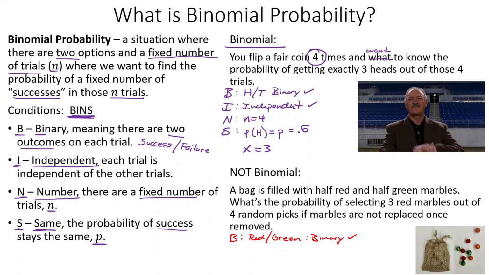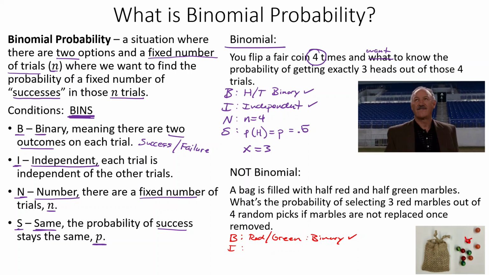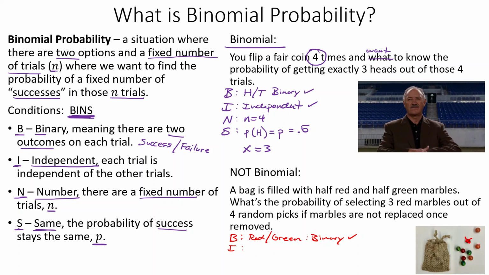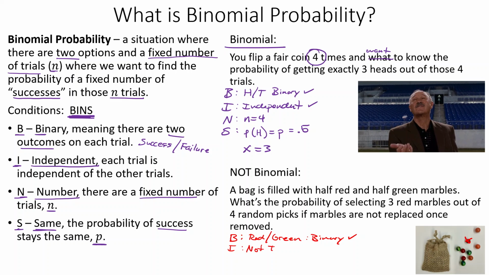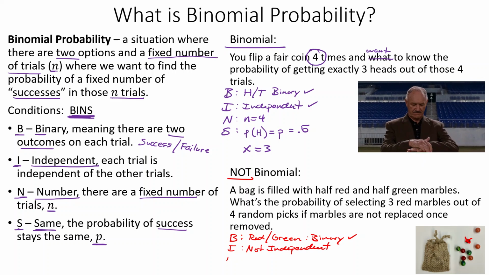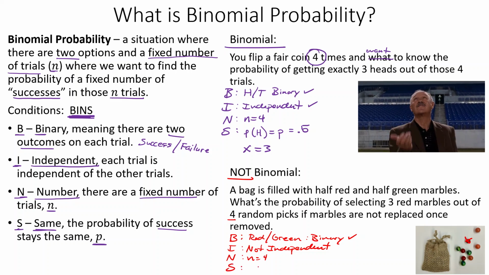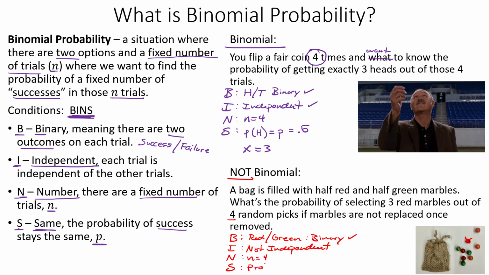So that condition's okay. Independence. All right, this is where the problem comes in, because once we take out 1 red marble, there's 1 less red marble. So that means the probability of getting a red marble changes. These trials are not independent, and that is why it's not binomial. The n would be fine here. We're doing 4 choices, so n would be 4. But the S is also a problem. The probability is going to change.